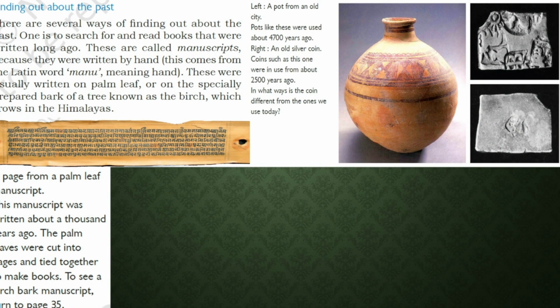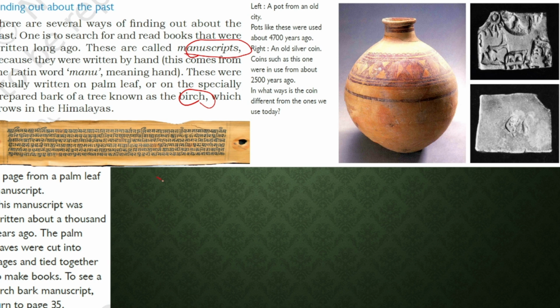Apart from it, what do we know more about the past? The most important source we know about the past is manuscripts. It is known as a manuscript because it was written by hand. They were usually written on palm leaves or on specially prepared bark of a tree, the birch. The birch tree and palm leaves were used for making them.